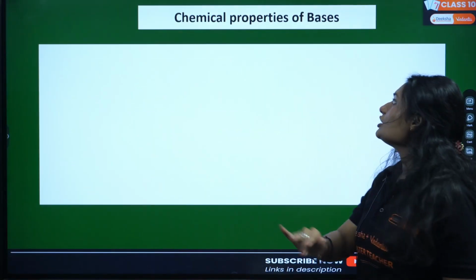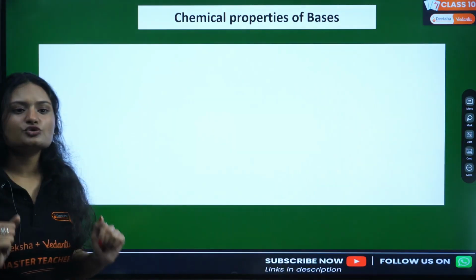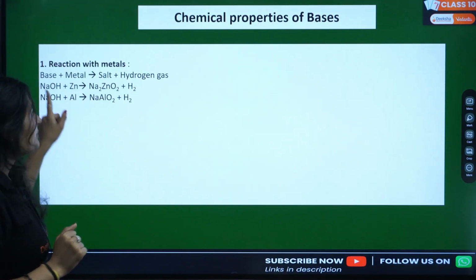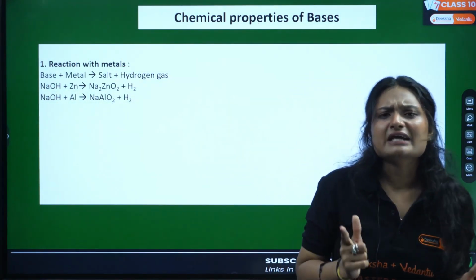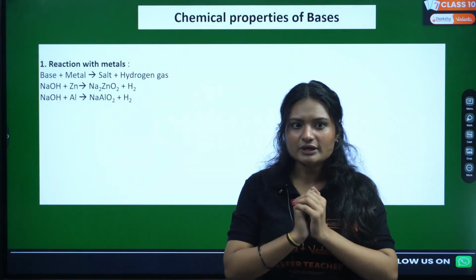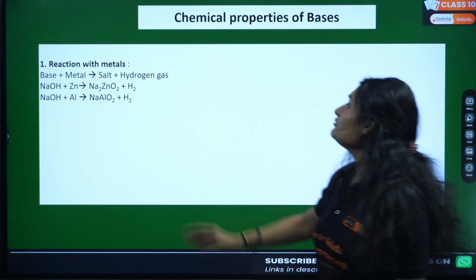Moving on to the chemical properties of bases. What are the chemical reactions shown by bases? Firstly, bases react with metals. Acids also react with metals, and what gas did they evolve? Hydrogen gas. Similarly, bases also react with metals and they evolve hydrogen gas.